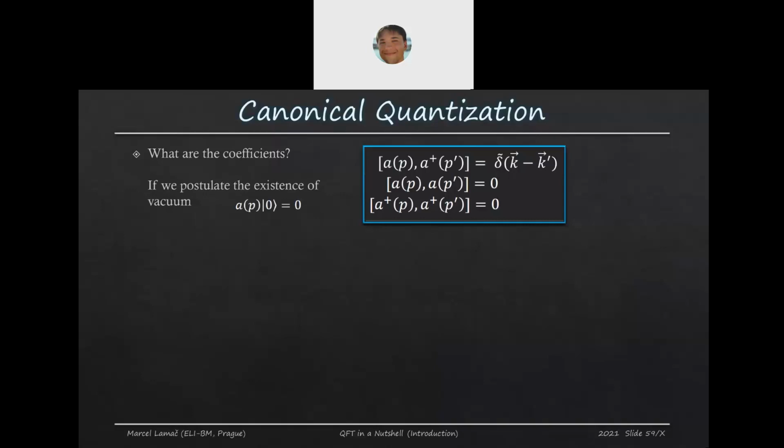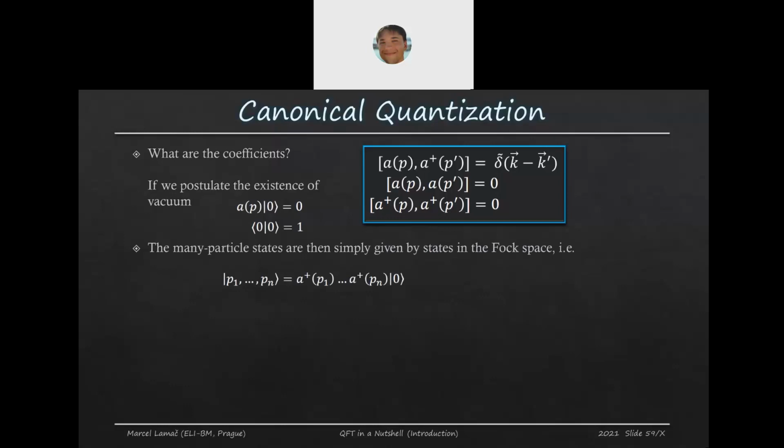So we have identified these operators to be the operators acting on the Fock space, and therefore our Hilbert space is the Fock space. So if we postulate the existence of a vacuum, in such a way that if we act with the annihilation operator we get zero, and that the vacuum is normalized, then the many particle states are simply given by states in the Fock space.